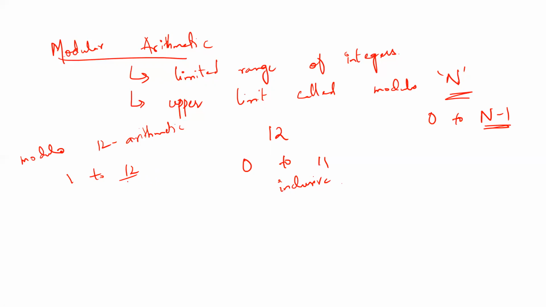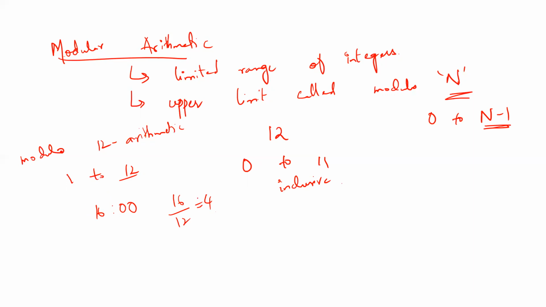Suppose I'm saying 16 modulo 12, then what does that mean? 16 is divided by 12, which gives the remainder 4. Or we can even subtract: 12 minus 16 is minus 4, and we make sure that the negative sign is removed by adding 12, which gives 8.